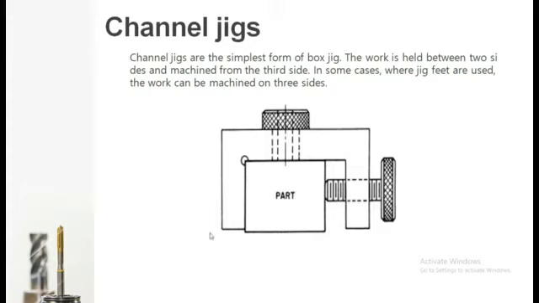So in this type, you can see a complete base part is located here, or the jig base plate is located. Upon that a C-type channel is located, and then you can locate the part with the help of this screw and tighten it so that the clamping pressure is applied, and thus through this bushing or drilling bush you can drill the workpiece at the desired accurate location.